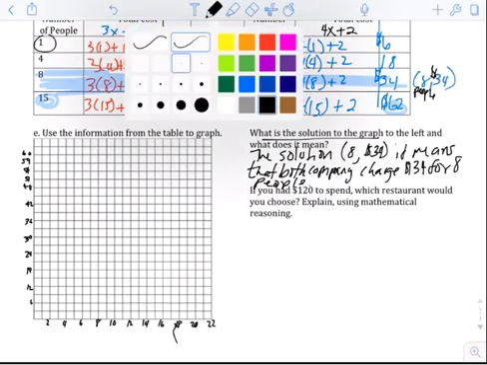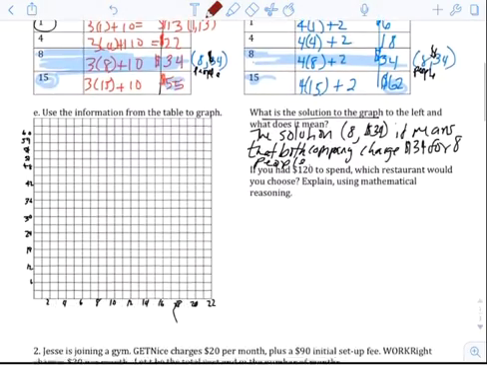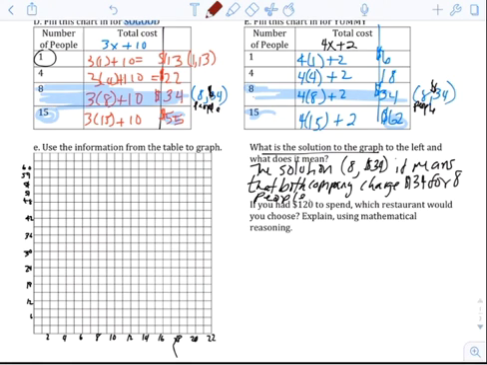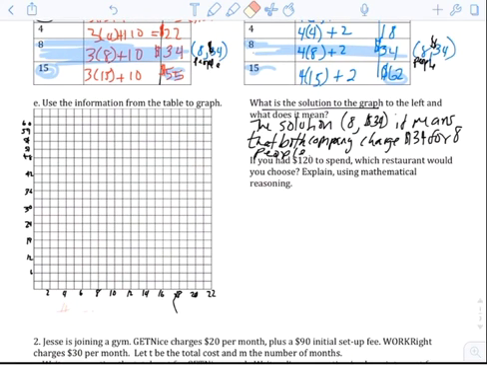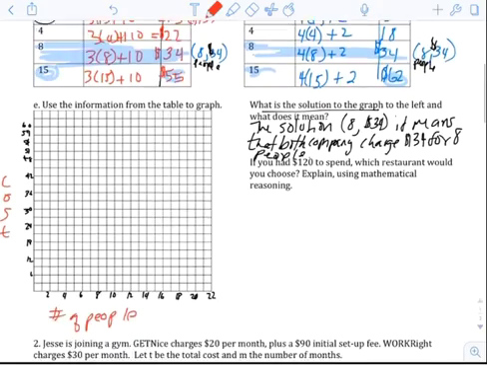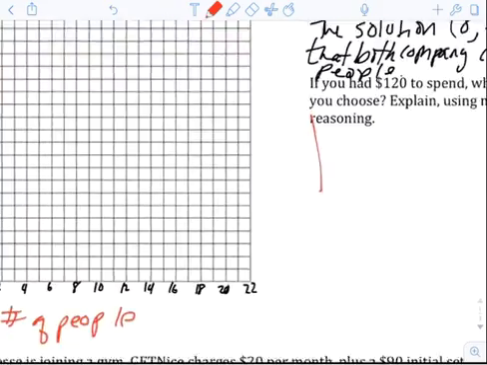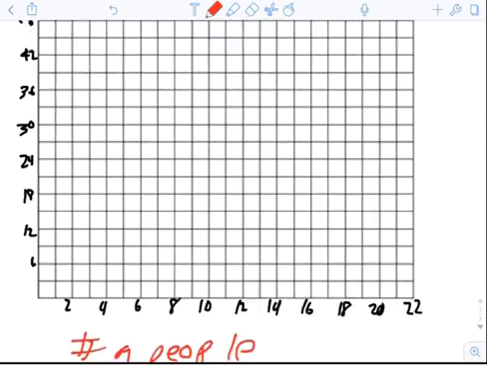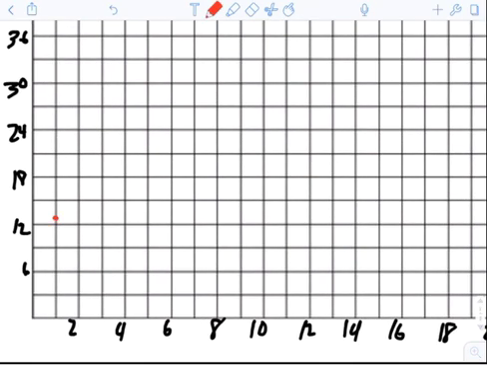And then you should be plotting these on the table. You remember when you do this, you need to do one at a time. We're going to do So Good. You need to remember this is the number of people down at the bottom, and here is the cost. Okay, for one person, So Good is going to charge you $13. 12, so 13 is about right there.